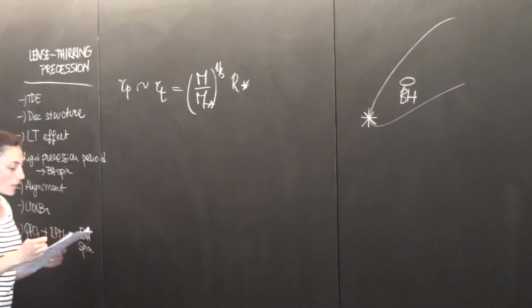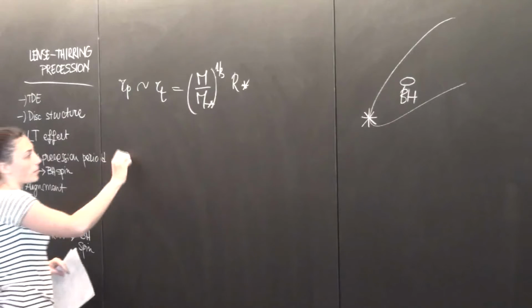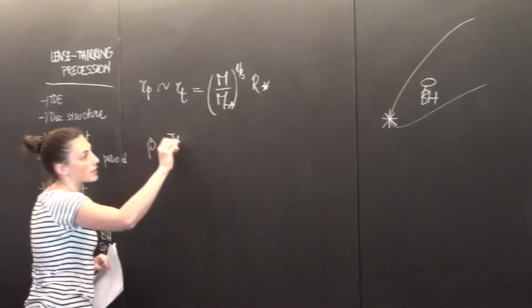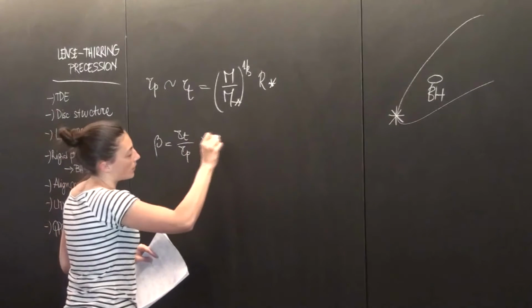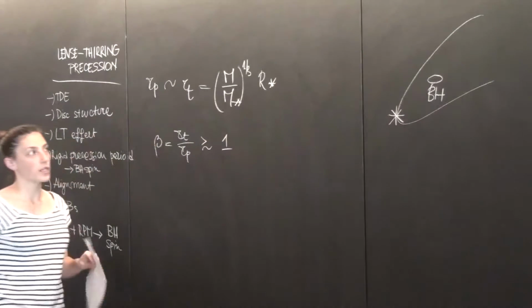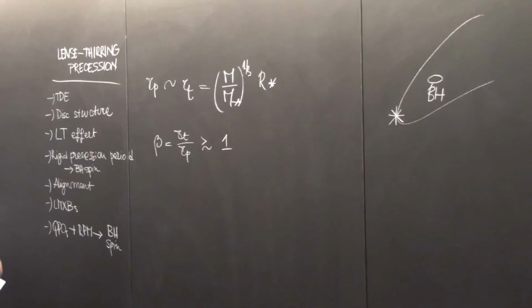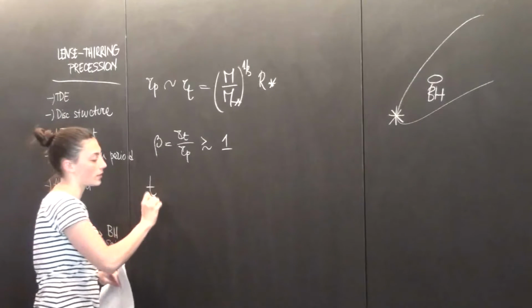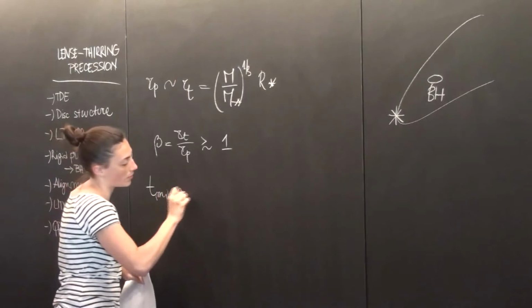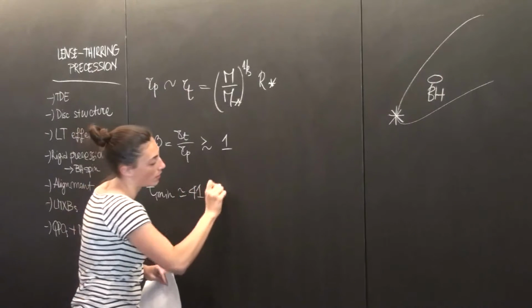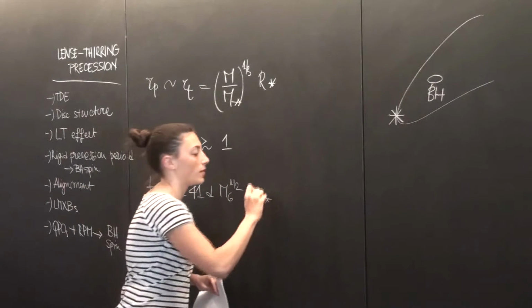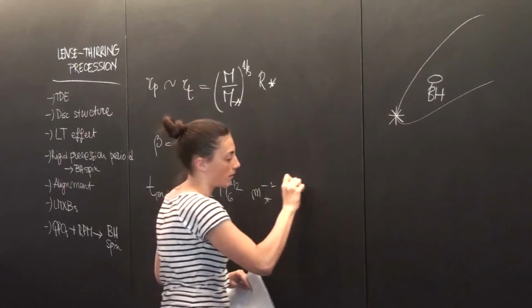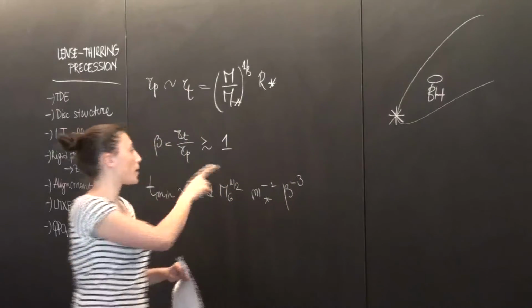Usually one defines the impact parameter of the encounter as the ratio between the tidal radius and the pericenter radius. And if this is greater than or at least equal to 1, the star is disrupted. Then the stellar debris start coming back to the pericenter after a time which is roughly 41 days for a 10 to the 6 solar masses black hole, a solar type star, and for an impact parameter of 1.